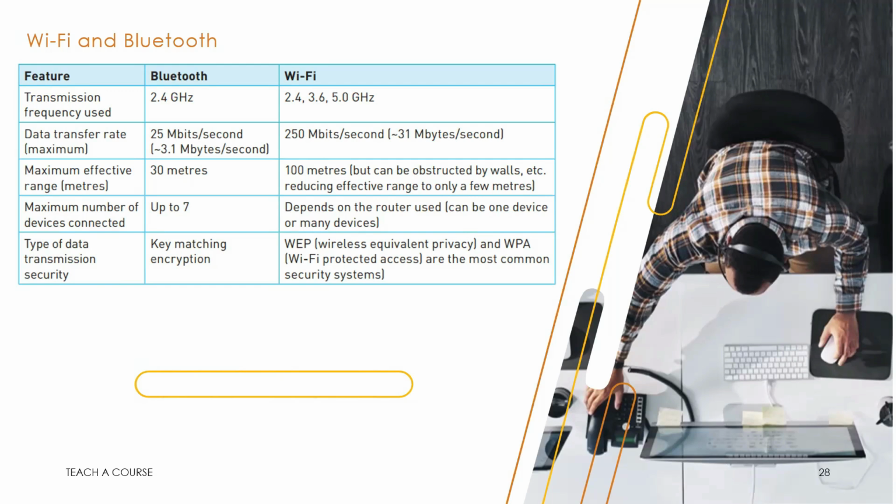Type of data transmission security. Bluetooth uses key matching encryption. Wi-Fi uses wireless equivalent privacy and Wi-Fi protected access.